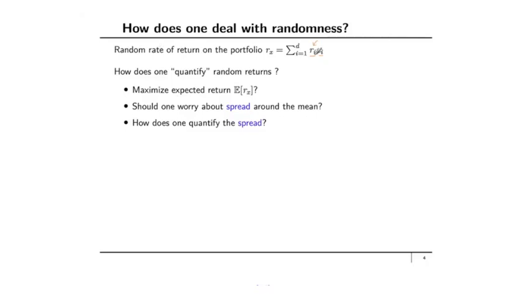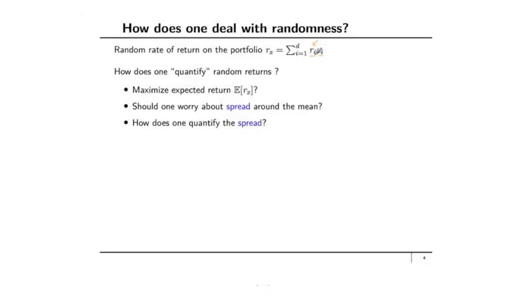How does one quantify these returns? Should I simply maximize the expected value? Is that the right thing to do? Should one be worried about the spread around the mean? So the expected value, or the mean value, tells you what happens when you repeatedly invest. Most of us don't have the ability to repeatedly invest. If we go bankrupt, our investment is over.